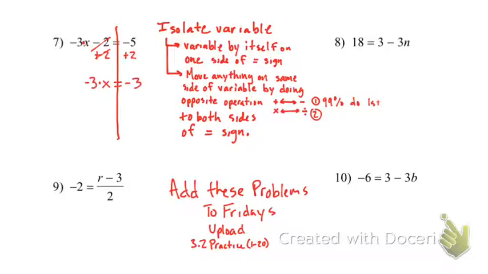Okay? And then after we're done with the adding and subtracting, the next thing you want to do, the second thing you want to make disappear, is anything that's multiplying or dividing. So if you look, we have -3 multiplying. So to get rid of multiplication, we do division.